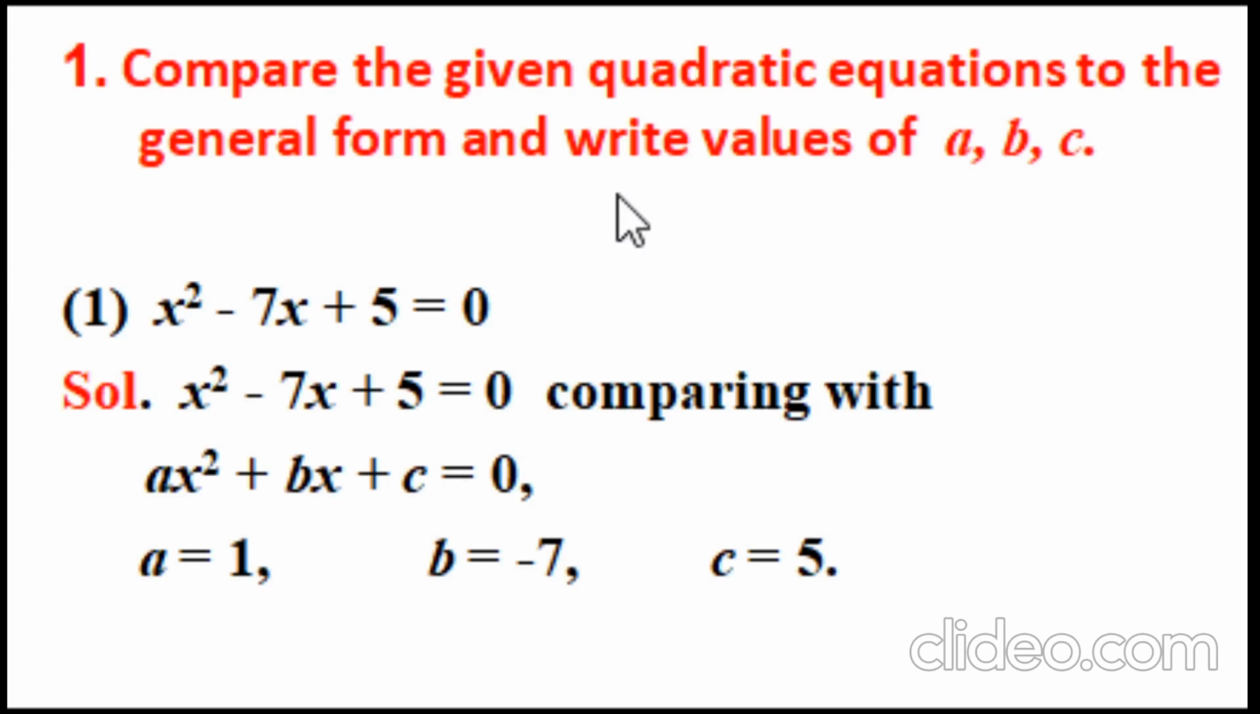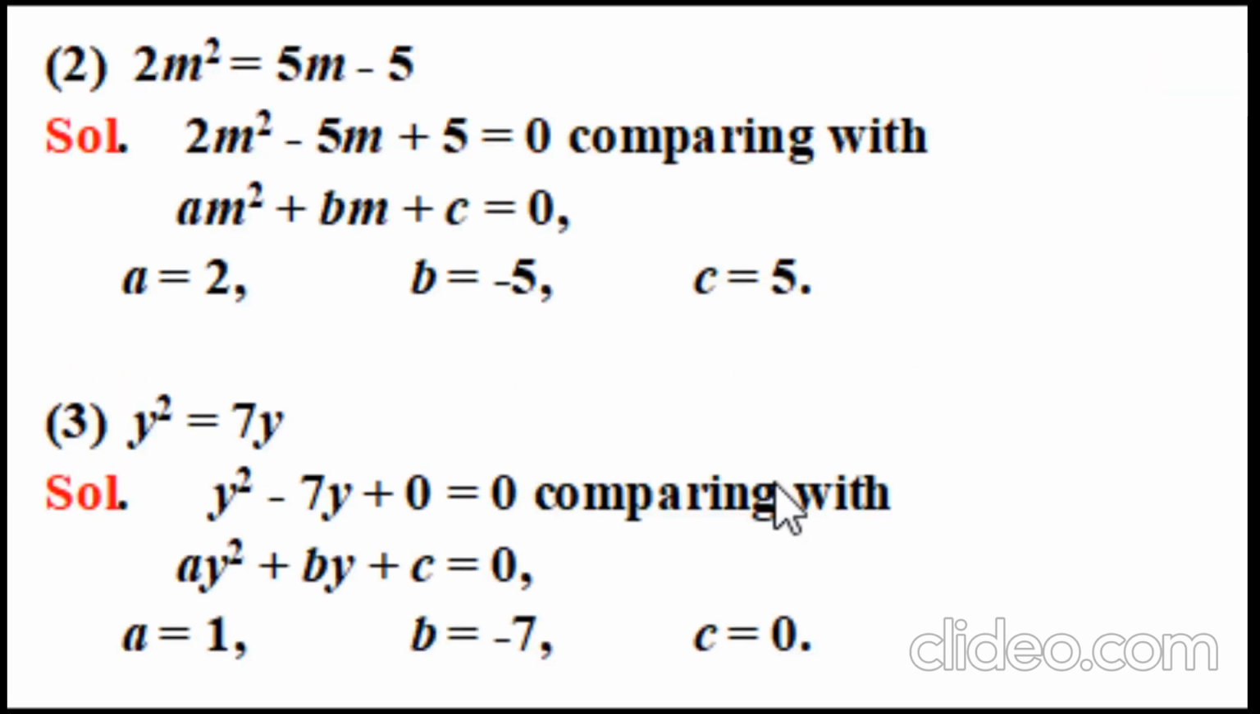Question number 1. Compare the given quadratic equations to the general form and write the values of a, b, c. Now question number 1, the equation is given: x square minus 7x plus 5 is equal to 0. Comparing with x square plus bx plus c is equal to 0. This is the general form we have seen. A we get 1, b is minus 7 and c is 5.